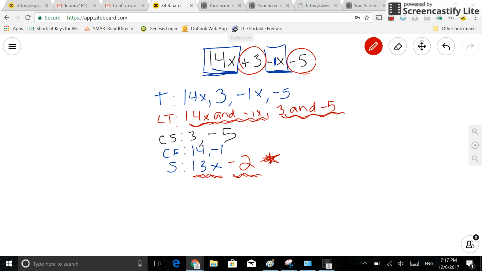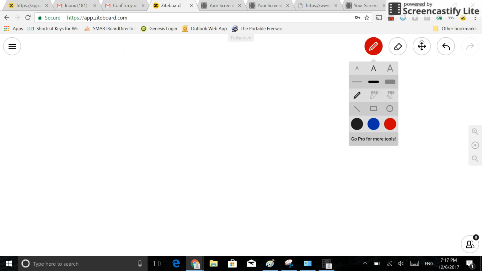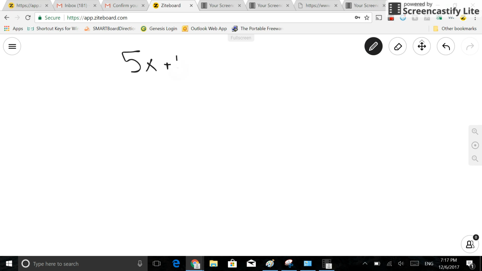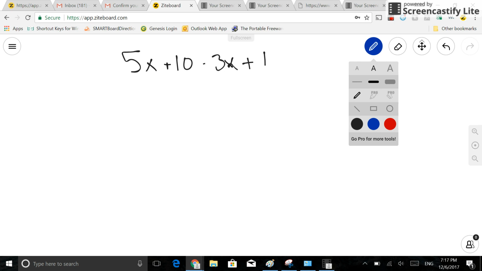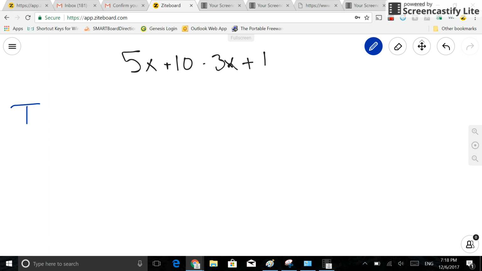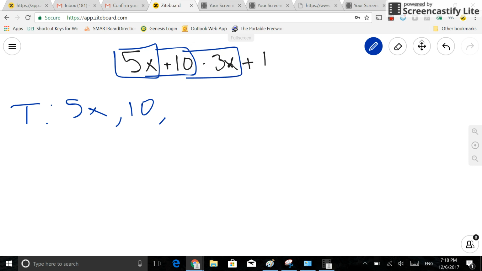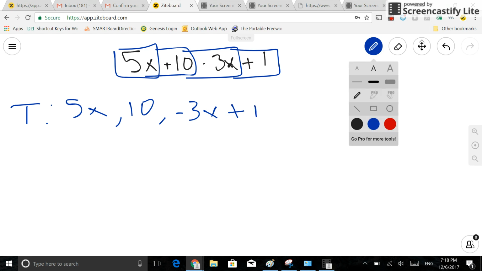Okay, let's look at question 2. In our example, we have 5x plus 10 minus 3x, ooh, that's an x, plus 1. Okay, so I'm going to start first with my terms. My terms are 5x, 10, or positive 10, negative 3x, and then positive 1. I'm going to show this negative a little bit clearer. Okay, perfect.